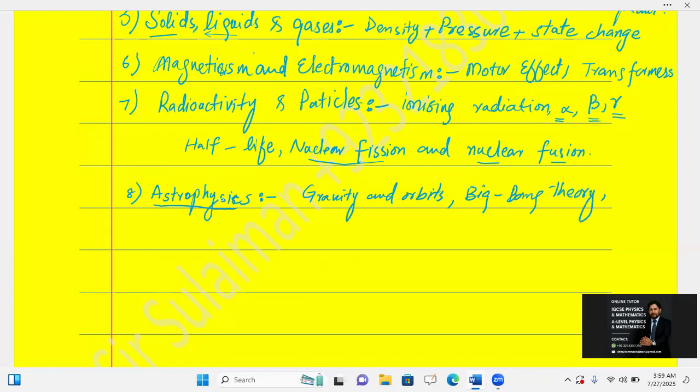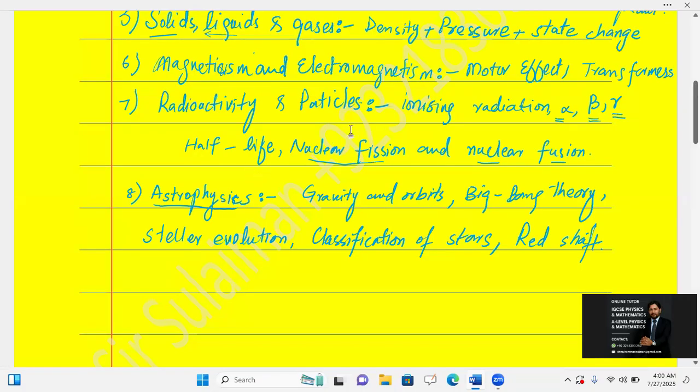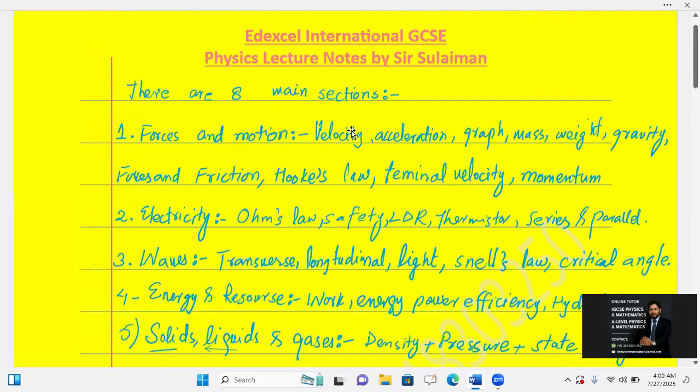We will also discuss stellar evolution. After stellar evolution, we will go for the classification of stars, which will be discussed in detail. We will also discuss red shift and blue shift, which is also shown in the form of radars etc. So this was a little introduction to the course outline, which is given in different sections.